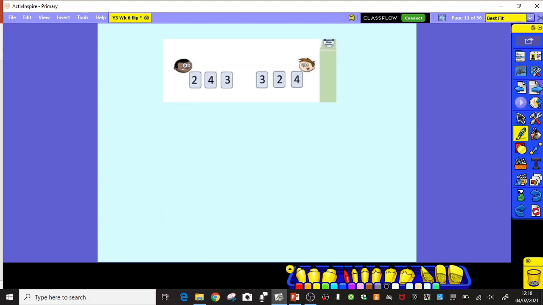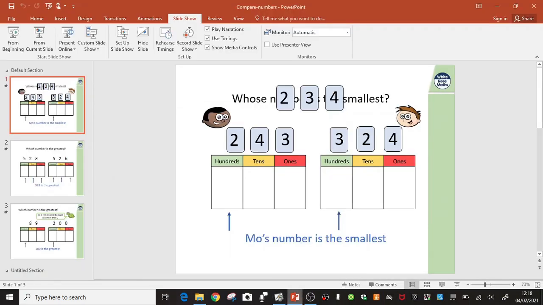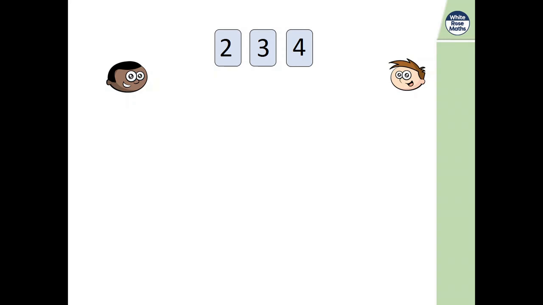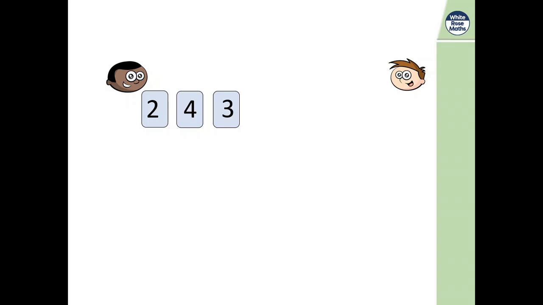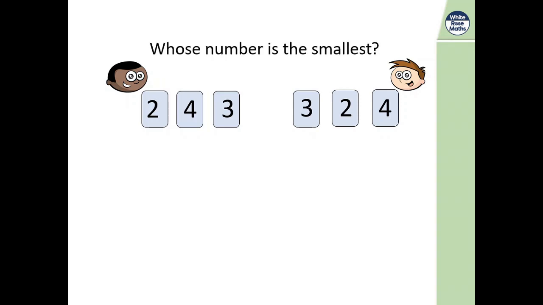Okay, so we're going to have a look now at this. So, the children have got 3 digit cards and they're going to rearrange those to make a number. So the first number they make is 243. Then they're going to rearrange them to make another number. So the second number is 324. So whose number is the smallest?